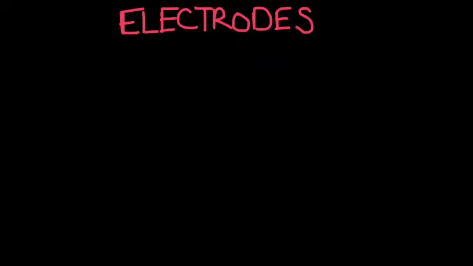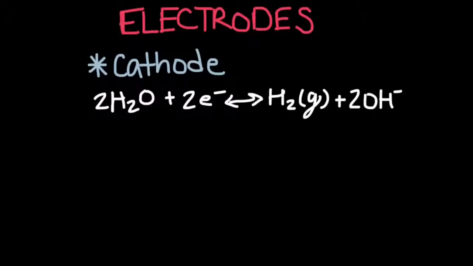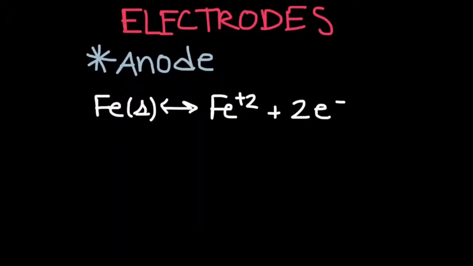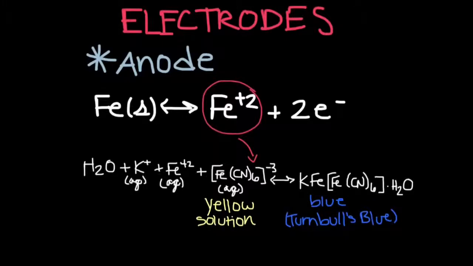Now let's take a look at each electrode specifically. At the cathode, electrons from the iron nail cause the reduction of water like we saw earlier. 2 H2O plus 2 electrons yields hydrogen gas plus 2 OH minus. The phenolphthalein in the electrolyte solution then reacts with the OH minus to form the pink color. At the anode, oxidation of the other nail then produces electrons which enter the circuit. The Fe2+ then reacts with the potassium ferricyanide to produce the blue complex. This blue complex is also called Turnbull's blue.